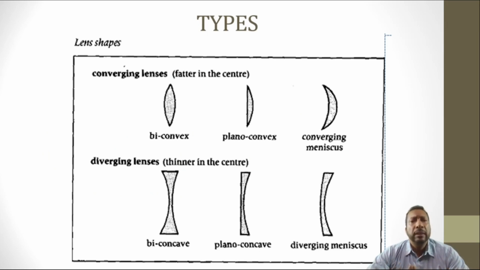So there are two main types. There are what we call converging lenses and diverging lenses. The main thing to remember about converging lenses is that they are fatter in the center, like your physics teacher.